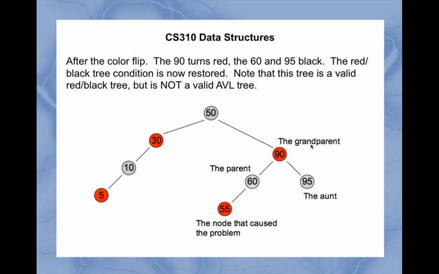And here's the tree after the color flip. The grandparent changes from black to red. The parent changes from red to black. The aunt changes from red to black. Now we don't have two reds in a row. We have actually introduced a red node higher up in the tree. And now the condition is satisfied, and this is a valid red-black tree. Notice again that this is not a valid AVL tree. The 30 would cause this to fail to satisfy the AVL condition because you have 2 on the left and 0 on the right. However, it is a valid red-black tree.